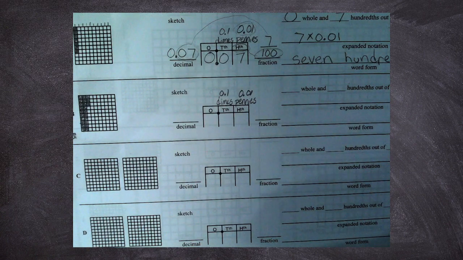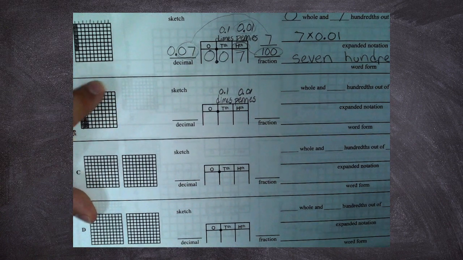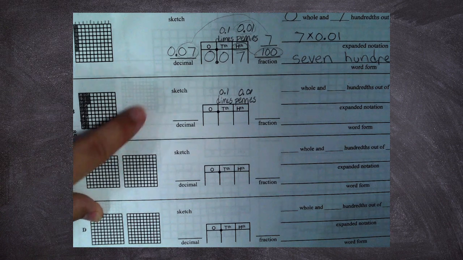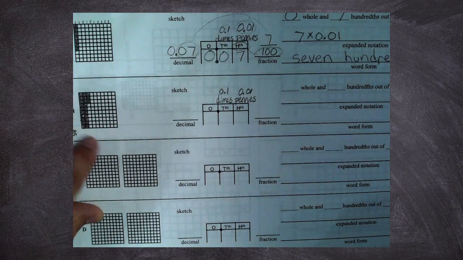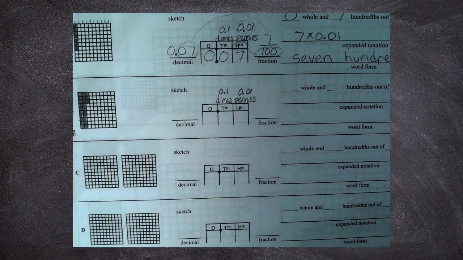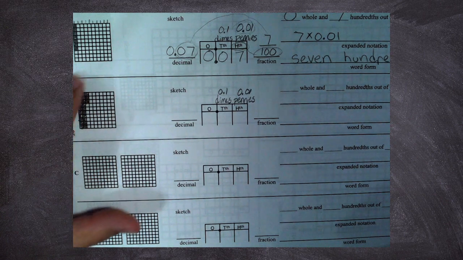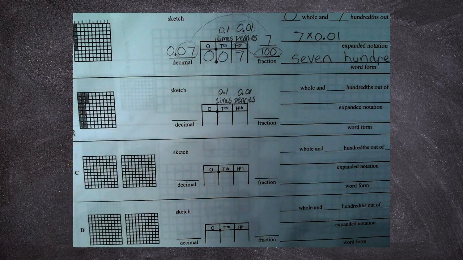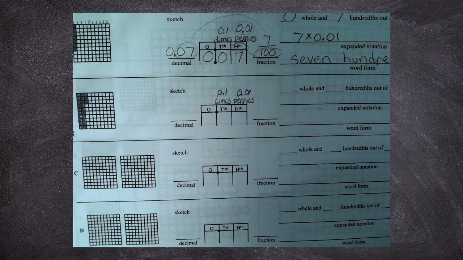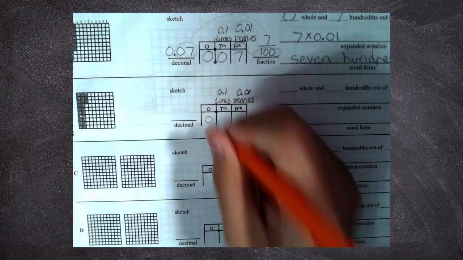For the ones place, did I shade in a whole square? One whole model. Violet, did I shade in one whole model here? No. No, there's still plenty of blank space here. There's a 0 in the ones place.